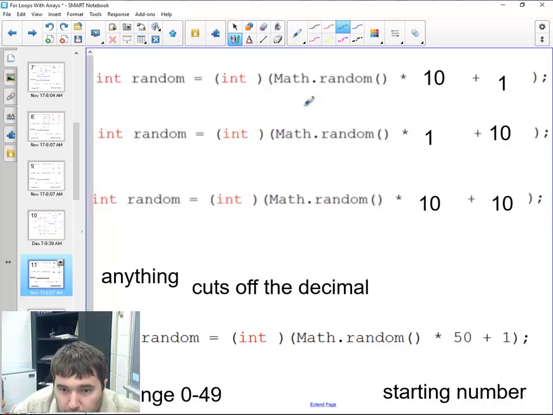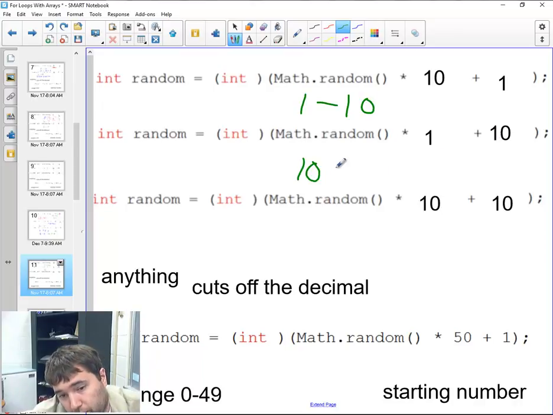And going back, our starting number is 1. 10 plus 1 is 11. Minus 1 is 10. So our starting number is 10. We add 1 minus 1, and our ending number is also 10. Which means we will always get 10. So here we're starting with 10. 10 plus 10 is 20, minus 1 is 19.